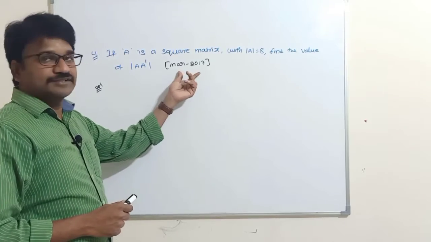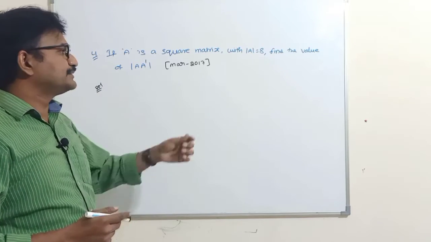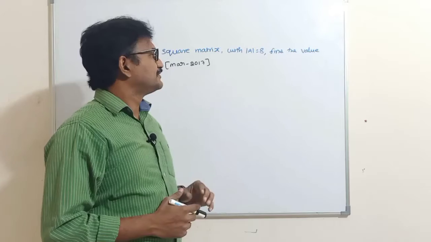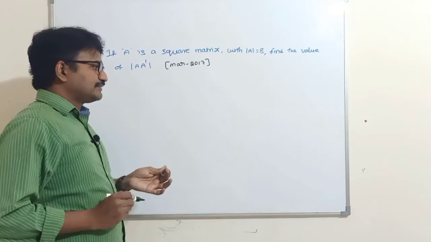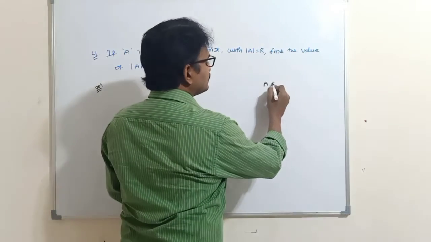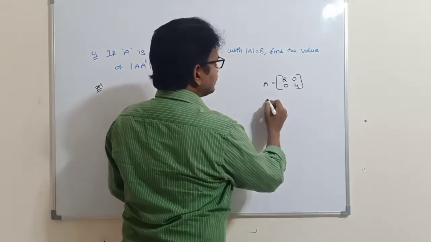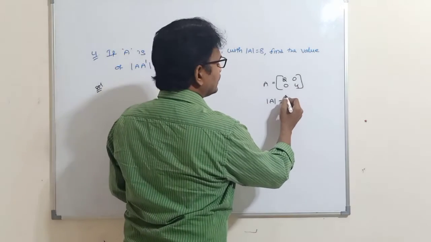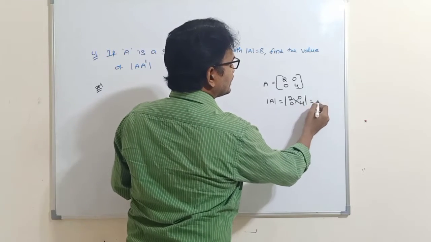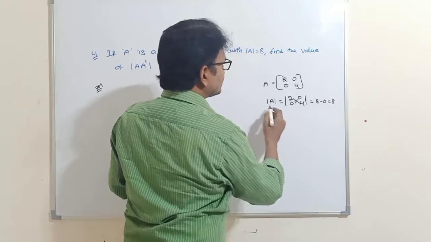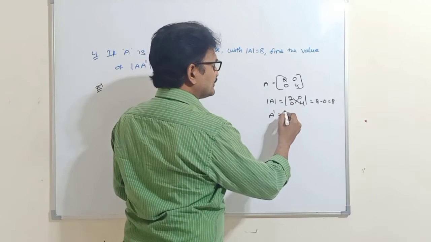Next, March 2017 problem. If A is a square matrix with det A value 8, find the value of delta of A into A dash. So suppose A is equal to |2 0; 0 4|. Then what is det A value? Det A value is |2 0; 0 4|. So the answer is 8 minus 0, so 8. Similarly, A dash means transpose of this matrix.